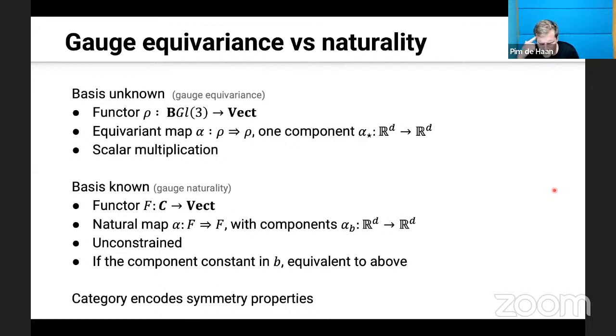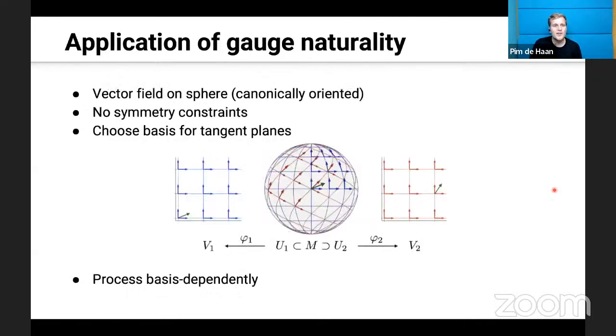There's a question: for a general manifold, does there exist such a natural transformation for each tangent space? Yes, and that's kind of what I sketched here. If we have a vector field on the sphere, and we here assume that we know which is the top and bottom of the sphere, so we don't have any symmetry constraints, then we should be able to express any transformation between signals on the sphere.